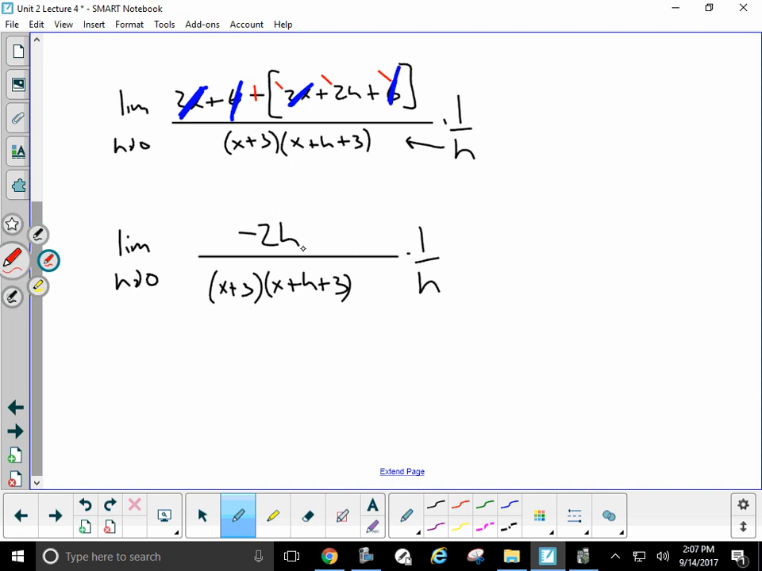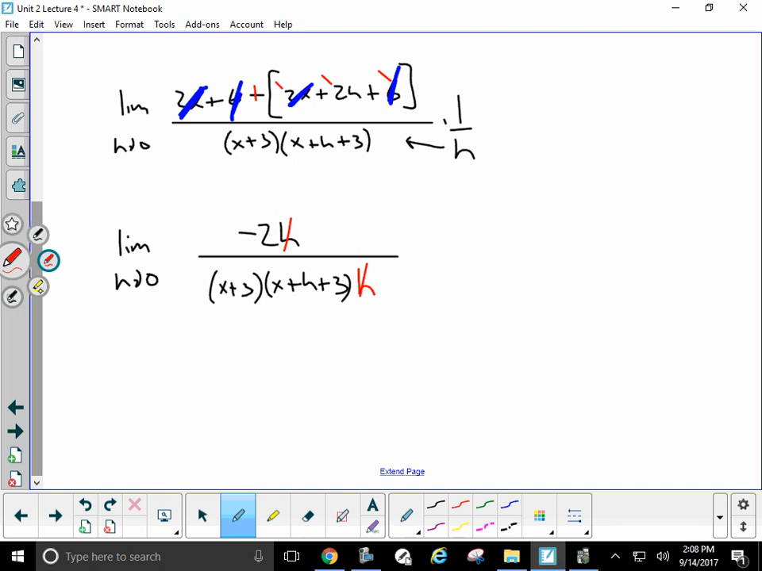Well, now that I have this, and this h could be here if I wanted to, so maybe we just put it there. And I have multiplication in my numerator. I can cancel these h's. Okay, I'm not going to cancel this h here. It's in another term with addition. I'm going to cancel this h by itself that's being multiplied. Okay, so that leaves me with just negative 2 over x plus 3 times x plus h plus 3.